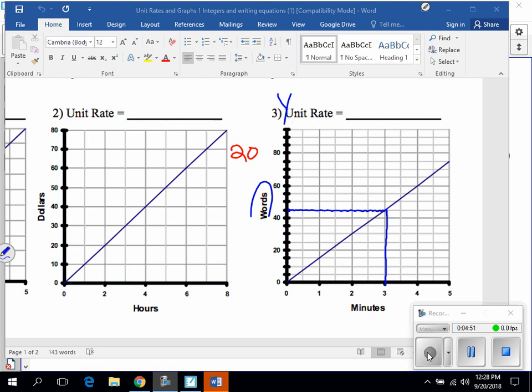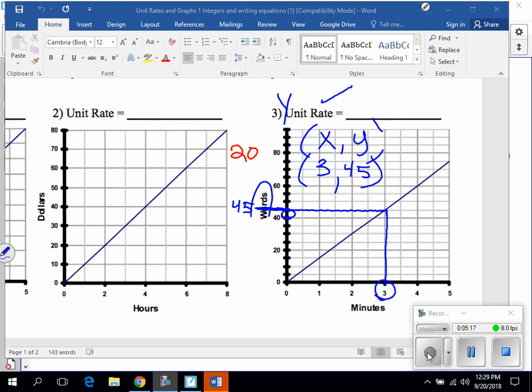And then if you're trying to figure out what value this is, this would be 45 because it's just one rectangle above the 40, and we knew that each tally mark was worth 5. So that's 45. And then the x value is 3. So we can label our point (3, 45).